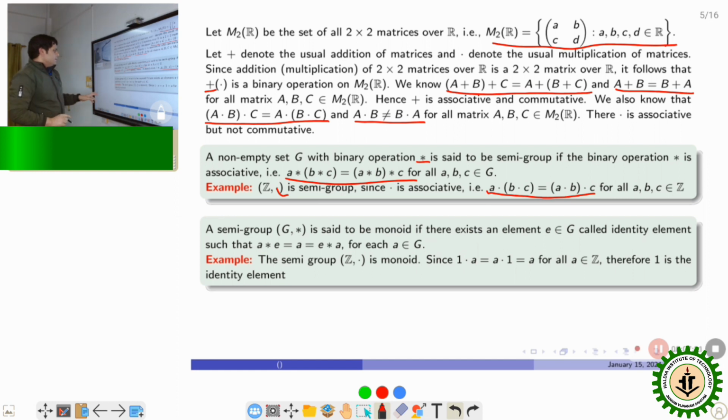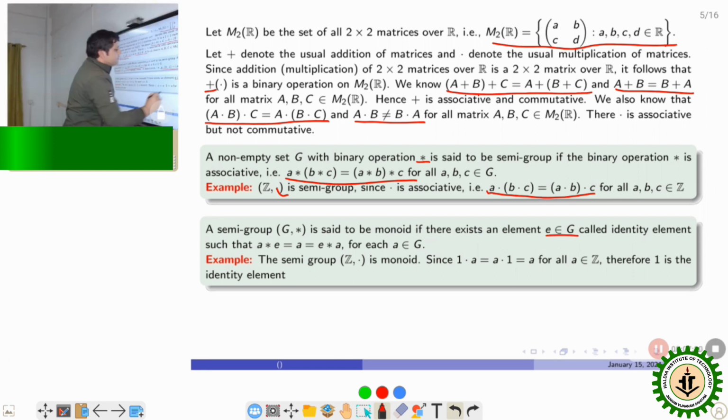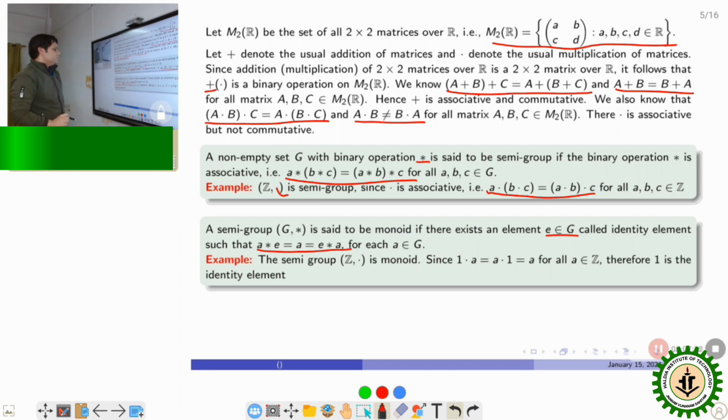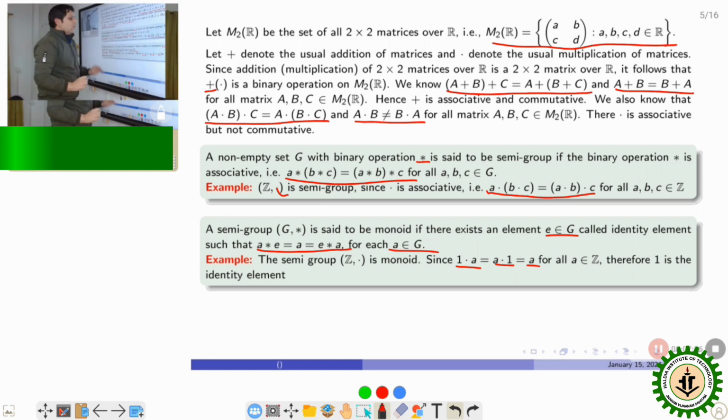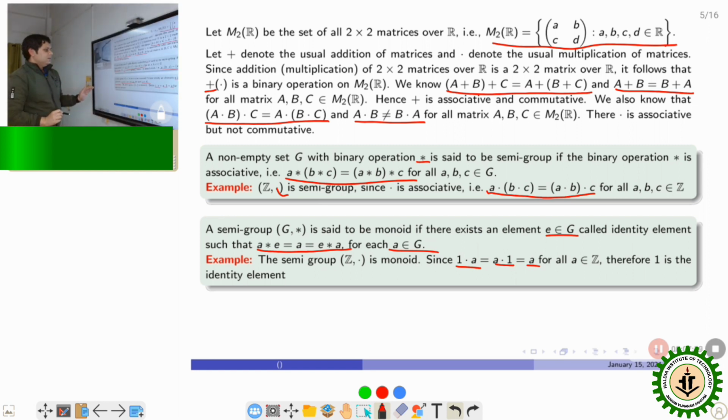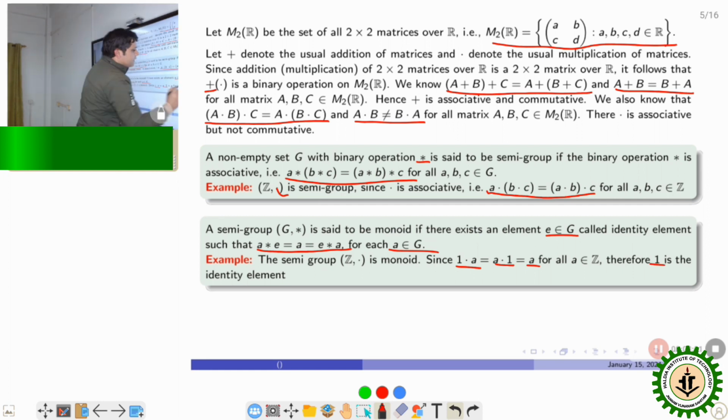Now we define monoid. A semigroup G with composition star is said to be a monoid if there exists an element e in G, which we call the identity element, such that the condition holds. That means a star e equals a, and also e star a equals a, for all elements a in G. For example, the semigroup Z comma dot is a monoid, and we already know Z comma dot is a semigroup. Another condition: taking 1 dot a equals a dot 1 equals a for all integers. And therefore, here 1 is the identity element.